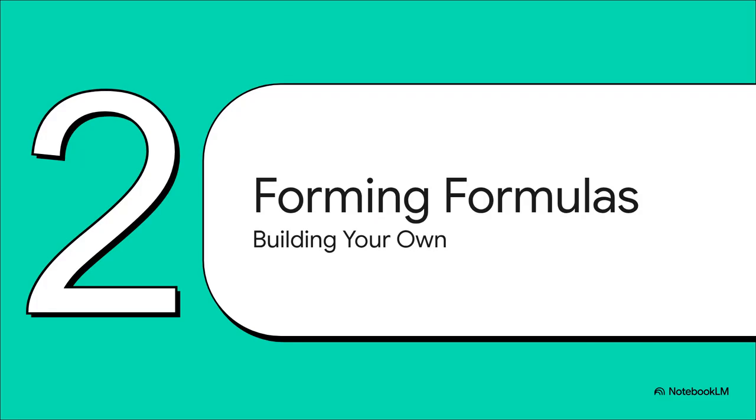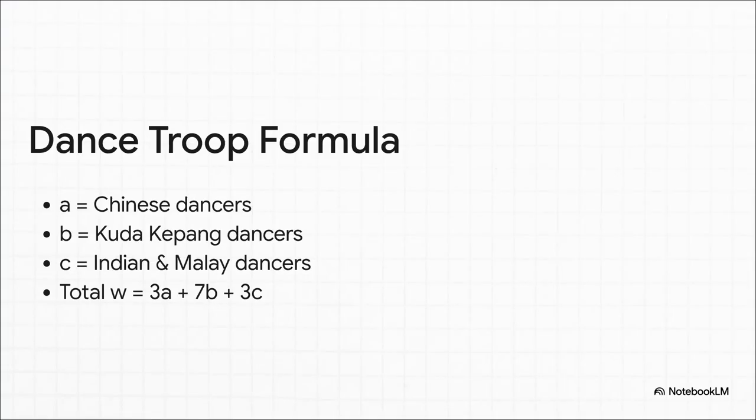Section 2. Forming formulas. Remember, these letters are just placeholders for real things. Imagine you're organizing a massive cultural performance, right? You've got different groups of dancers. We can just let A represent the number of Chinese dancers, B for Kuda Kepang dancers, and C for the Indian and Malay dancers. Now, if we want to know the total number of all the dancers, let's call that W. We just add them up based on how many are in each specific routine. So our total W equals 3A plus 7B plus 3C. Boom! We just built a formula that perfectly describes our entire dance troupe.